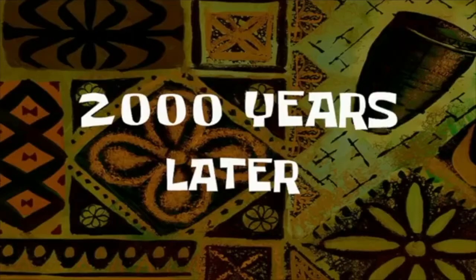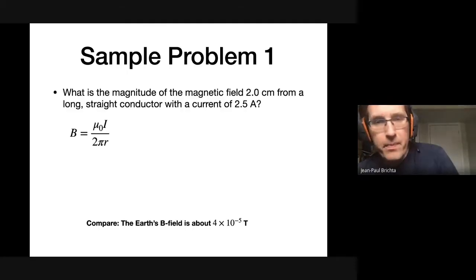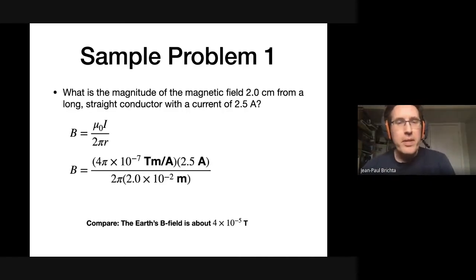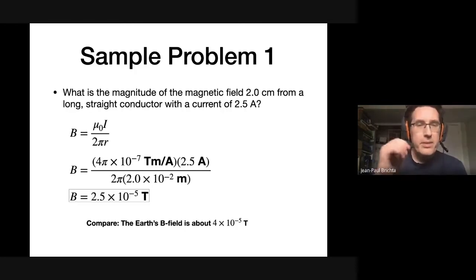2,000 years later. All right. I hope you came back and plugged in the numbers. So here's what I did. Again, my mu0 is that strange looking thing. The current is 2.5 amps. Don't forget to convert your radius to meters, because you need those units to match, and you get a value of 2.5 times 10 to the negative 5 Tesla.